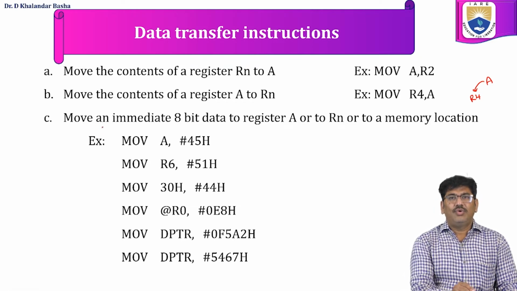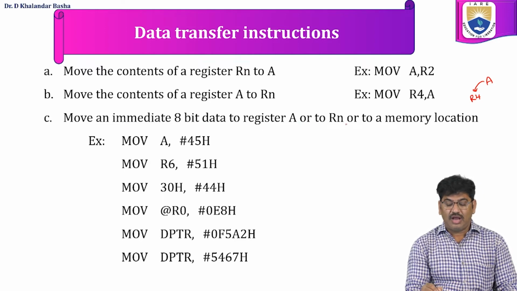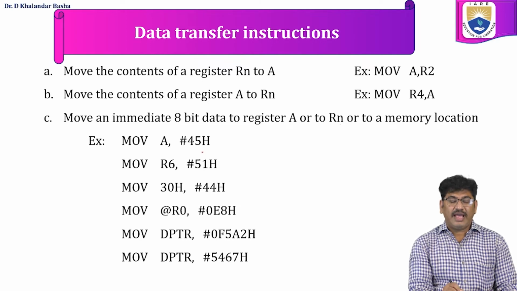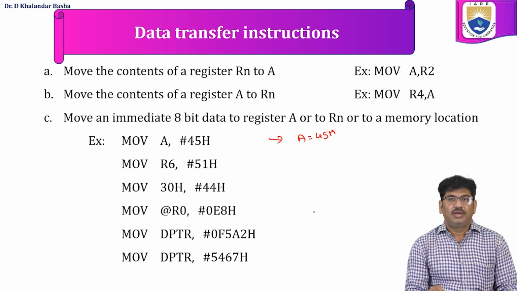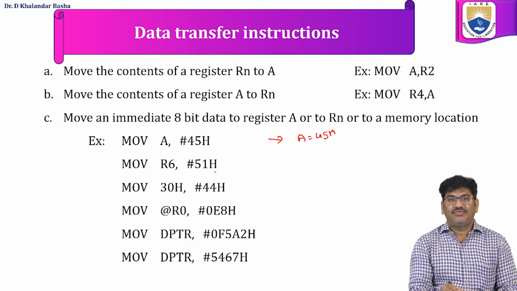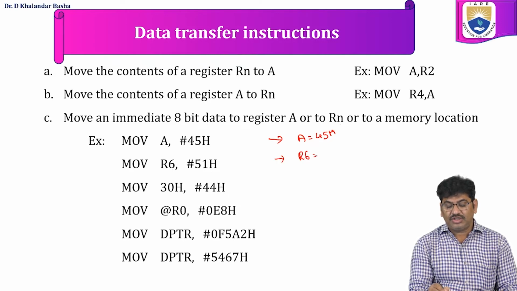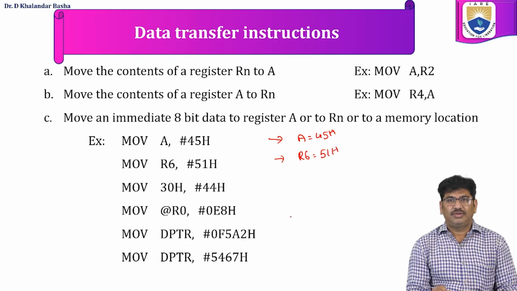The next category is to move an immediate data, which is an 8-bit data type, into the accumulator or register or a memory location. MOV A, #45H. As 45 is preceded with a hash, it indicates immediate data. After executing this instruction, the accumulator will have 45H. MOV R6, #51H. #51H is immediate data. After executing this instruction, the R6 register will be written with the value of 51H.